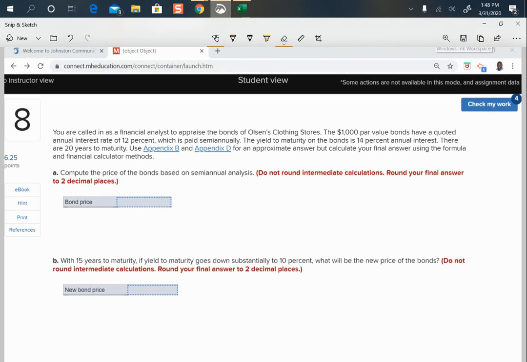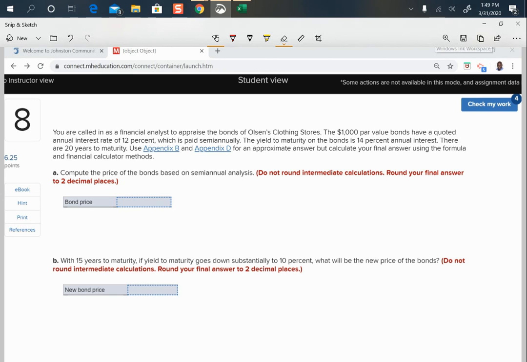Again, this is a yearly rate, or annual basis, and there are 20 years to maturity. And then you are being asked to use Appendix B and Appendix D. Basically, one is giving you the present value of an annuity factor, and the other one is giving the present value of a single amount. Or you're also asked to use the financial calculator or financial formula in trying to get an exact answer instead of an estimate.